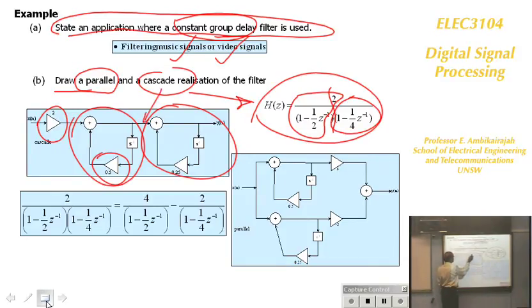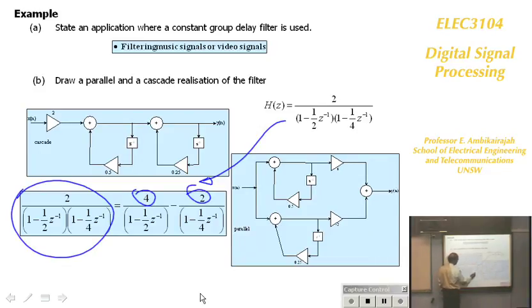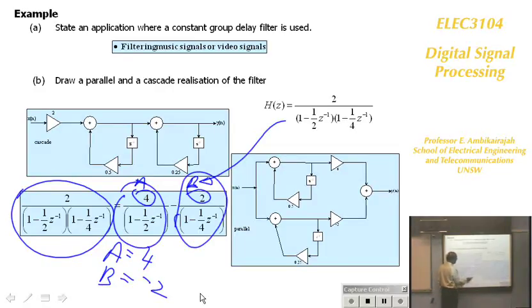Now for the parallel realization, you take the transfer function and put it in partial fraction form. So your transfer function becomes a constant A and a constant B, added together. And you know how to calculate the values when you put them in partial fractions: this is A, this is B. If you actually do it, A becomes 4 and B becomes -2.